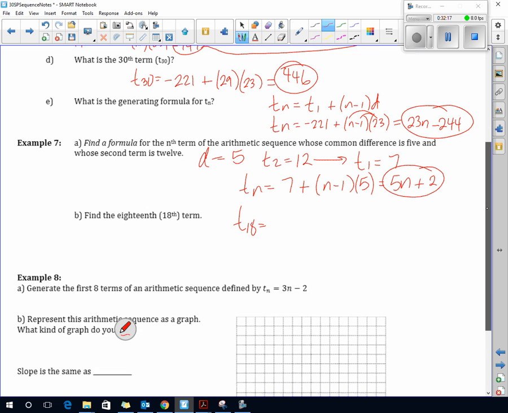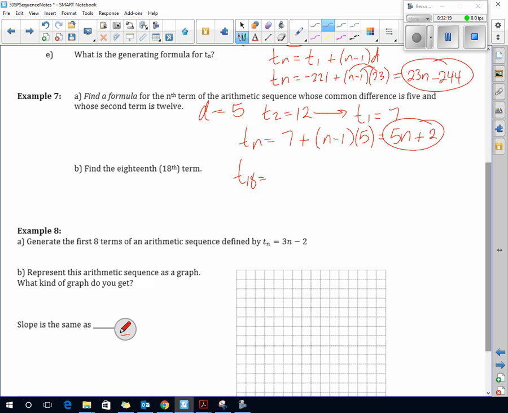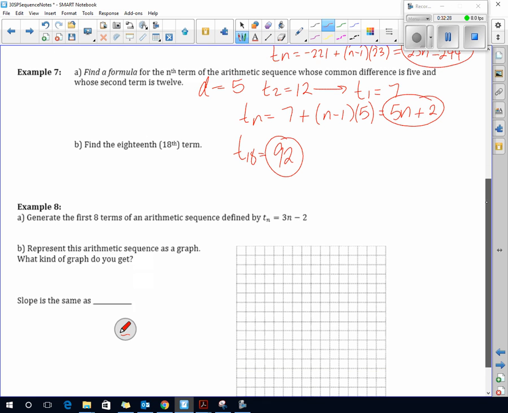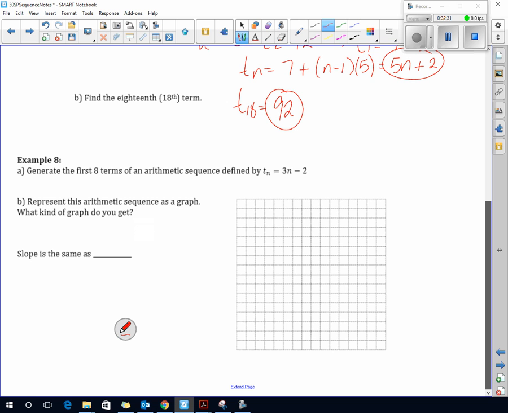Okay. Generate the first 8 terms of the sequence defined by Tn equals 3n minus 2. So what's the first term? What's the second term? 4. What's the third? Does anybody not know how I'm getting these numbers? First term means n is 1. So 3 times 1 is 3. Subtract 2 is 1. Second term, that means n is 2. 3 times 2 is 6. 6 minus 2 is 4.